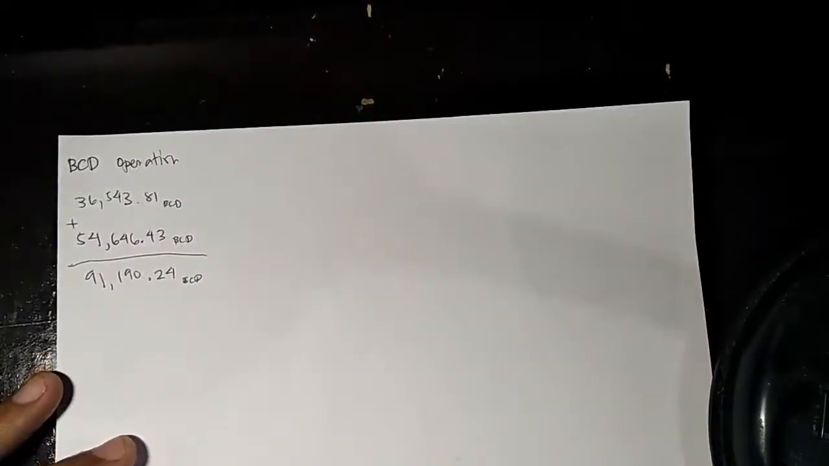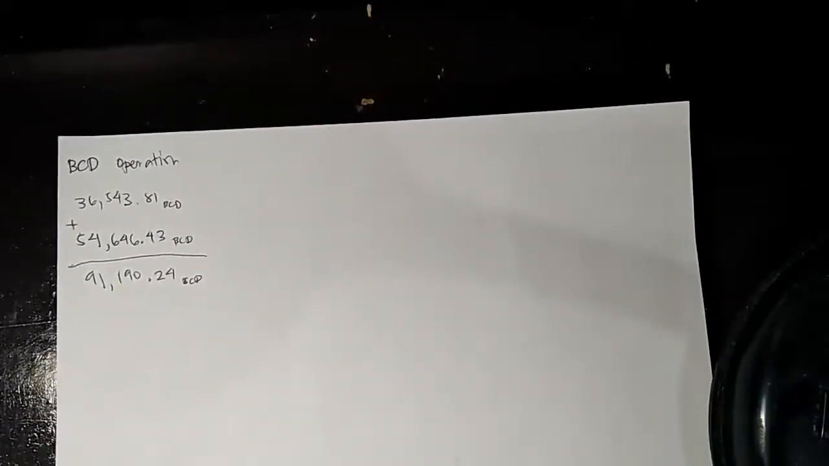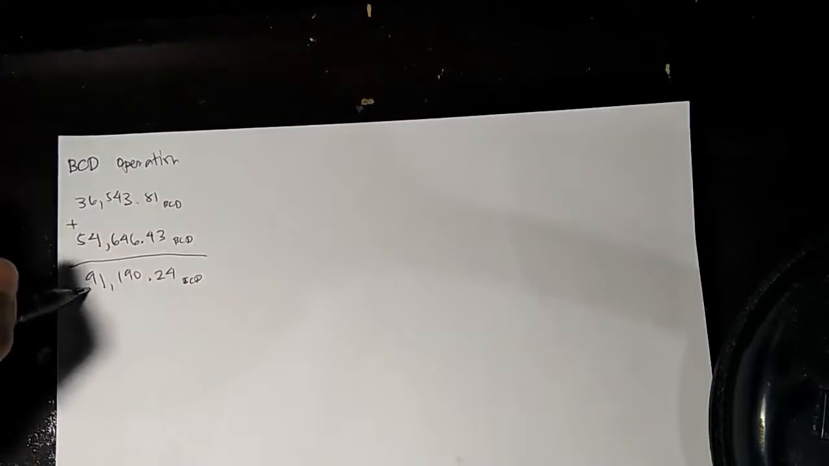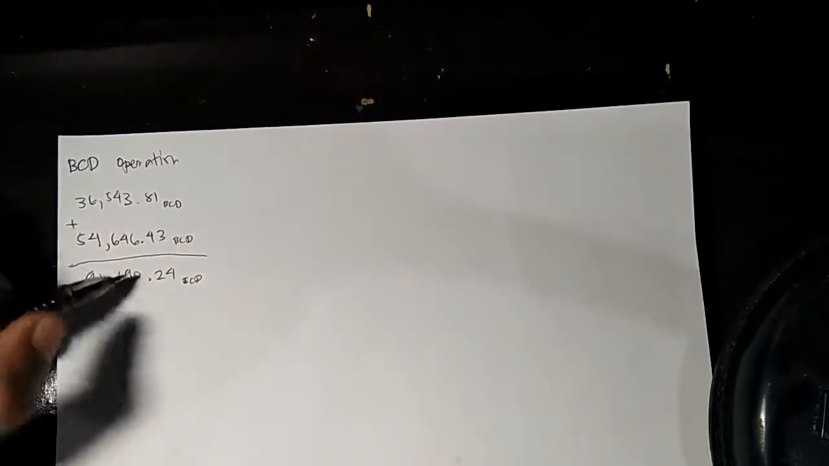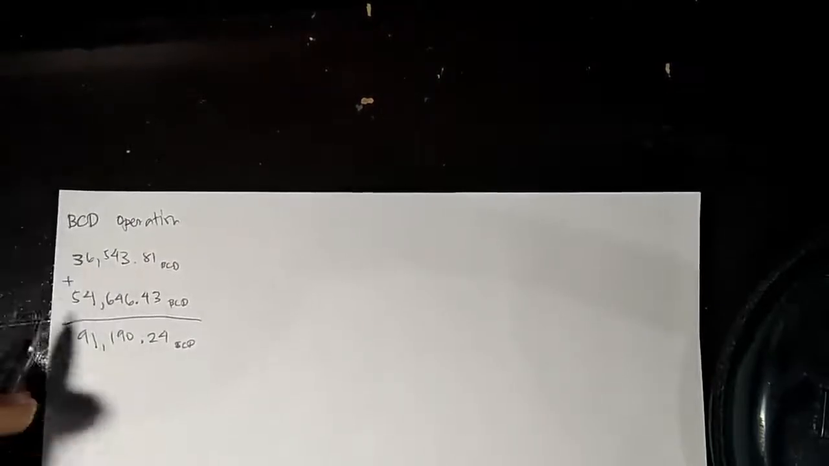The next topic I'm going to teach you is basic BCD operation, or binary coded decimal operation. Here we have two numbers in BCD, 36543.81 BCD and 54,646.43 BCD. For me this can also be regarded as a decimal number system, but let's just regard it as a BCD number. We'll simply add these and we'll have a result equal to 91,190.24.